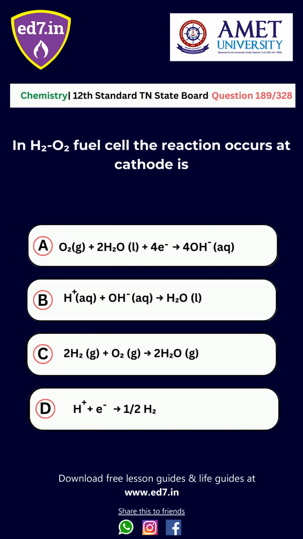Question number 189. In an H2-O2 fuel cell, the reaction that occurs at the cathode is: Option A. Gaseous O2 plus liquid 2H2O plus 4e minus gives aqueous 4OH minus. Option B. Aqueous H plus plus aqueous OH minus gives liquid H2O. Option C. Gaseous 2H2 plus gaseous O2 gives 2H2O gas. Option D. H plus plus e minus gives half H2. The correct option is option A. Gaseous O2 plus liquid 2H2O plus 4e minus gives aqueous 4OH minus.